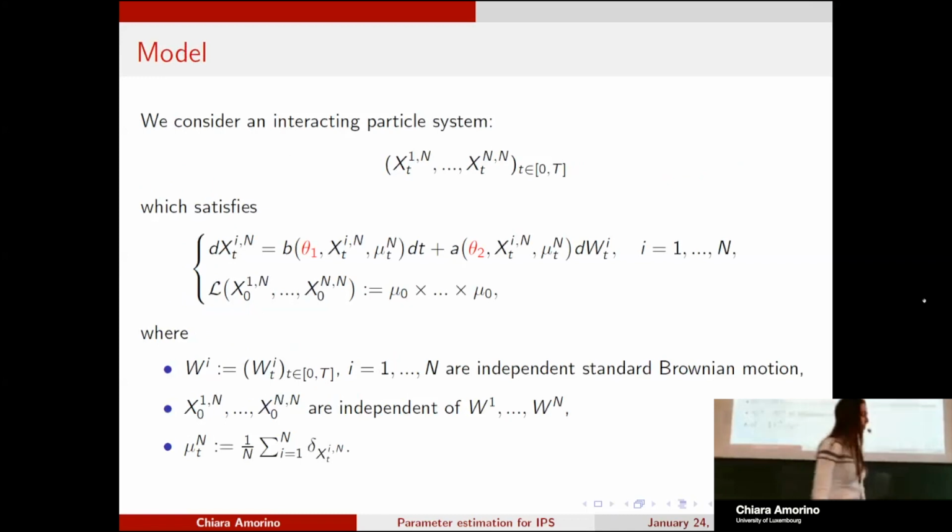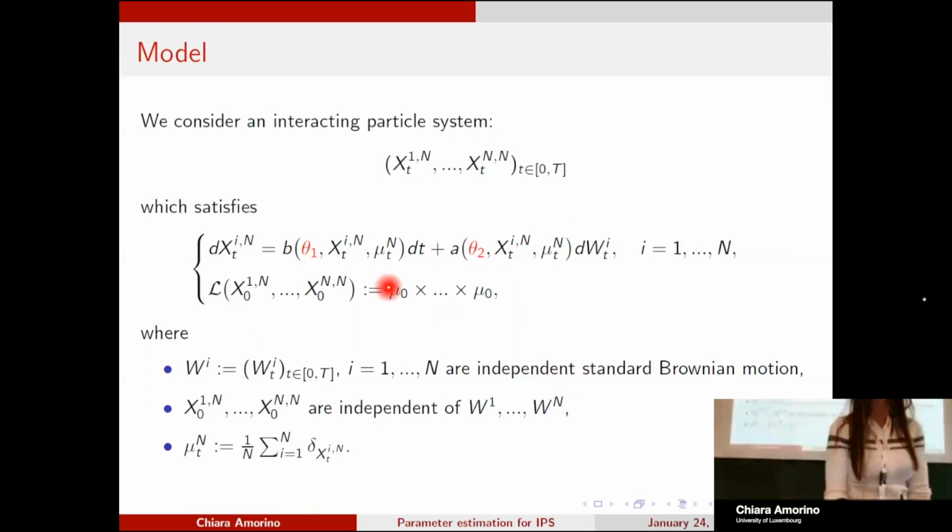So let's start. What are we going to consider? An interacting particle system. What does it mean? Well, you can see here that we have several stochastic differential equations, depending on i. So we have capital N stochastic differential equations. Each one is a particle. And here you can see that in the drift and in the diffusion coefficients, there are two parameters, θ1 and θ2, which are the objects that we want to estimate.